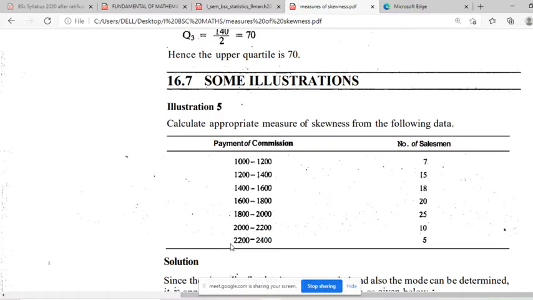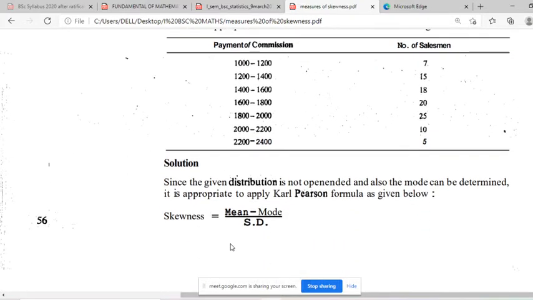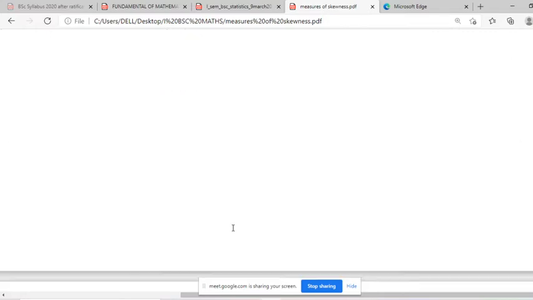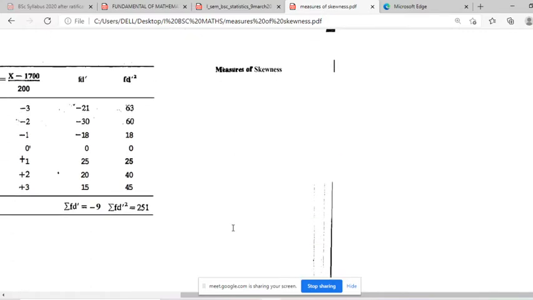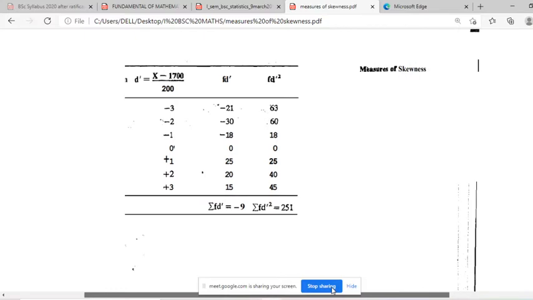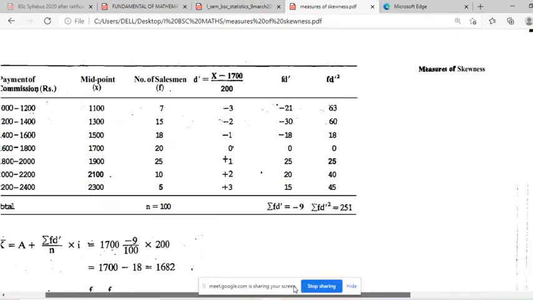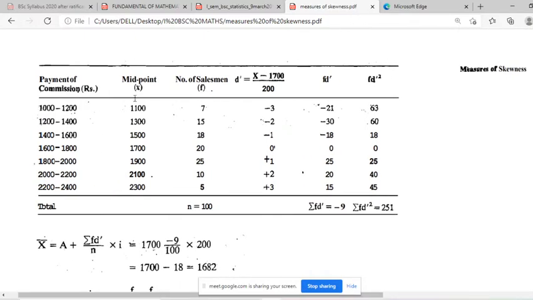This is another example. Calculate an appropriate measure of skewness for the following data. Range is given and frequencies are also given. So what is Karl Pearson's formula? Mean minus mode by standard deviation. Okay, that formula can be used here. For computing mean, we have to find out the midpoint.